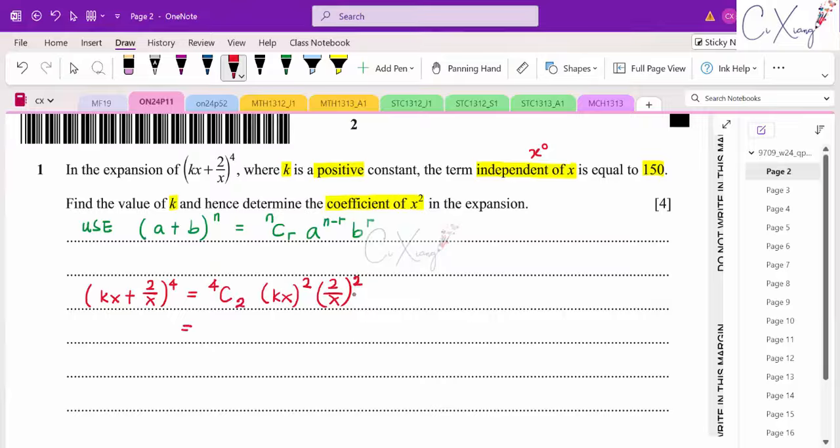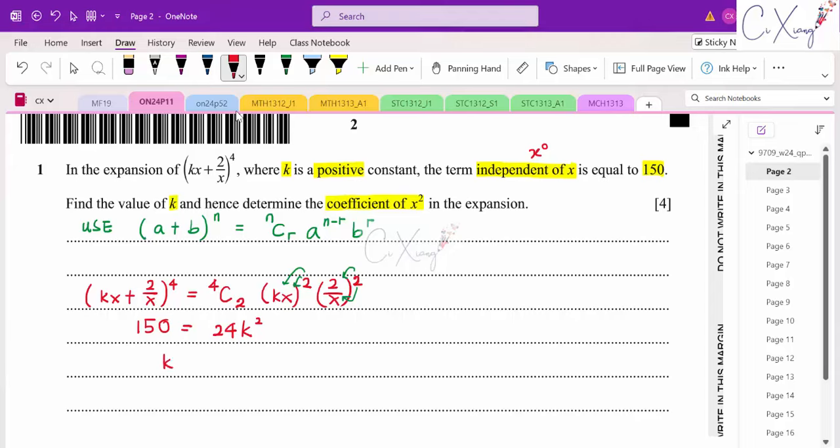After that, you try to expand everything on the right hand side. So when I expand everything on the right hand side, 4c2 times k squared times x, you need to make sure that you expand all the power. Put all the power into the term here, and if you simplify it, you should get 24k squared. And they say this 24k squared, the term independent of x, is equal to 150. It is provided in the question.